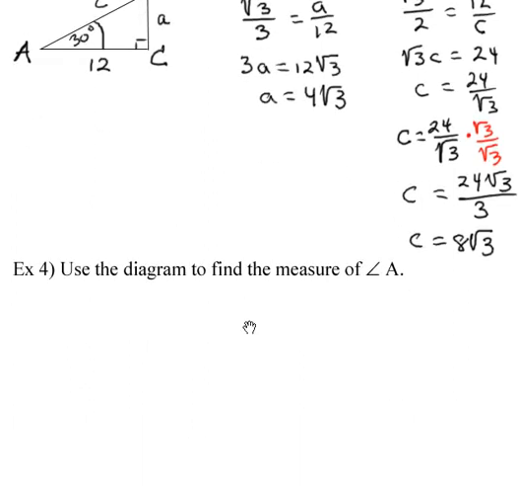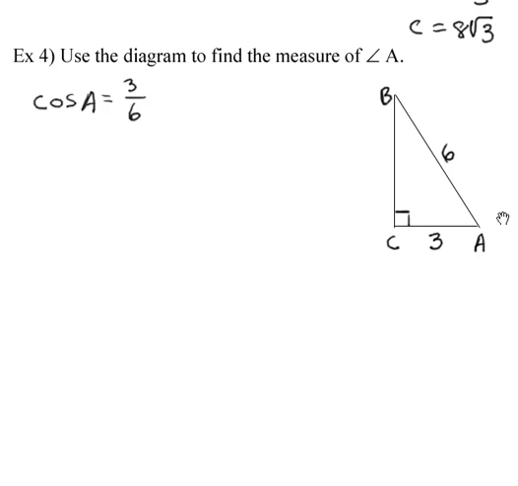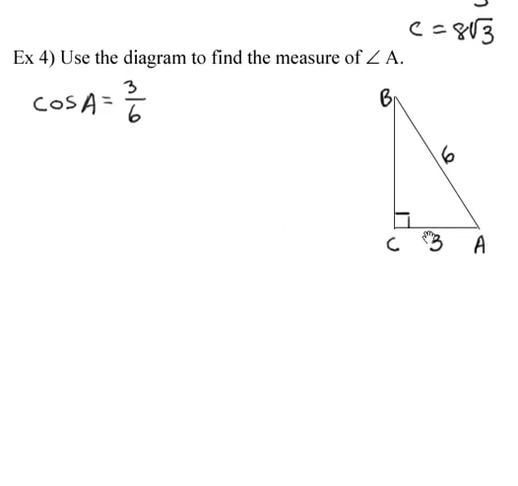Alright, let's do the same kind of thing, except now we are looking for an angle. So here's our diagram. We have triangle ABC. It's a right triangle. We know that this side is 3. We know that the hypotenuse is 6. So from A's point of view, we could say the cosine is the adjacent over the hypotenuse, which is 3 over 6. 3 over 6 reduces to a half.